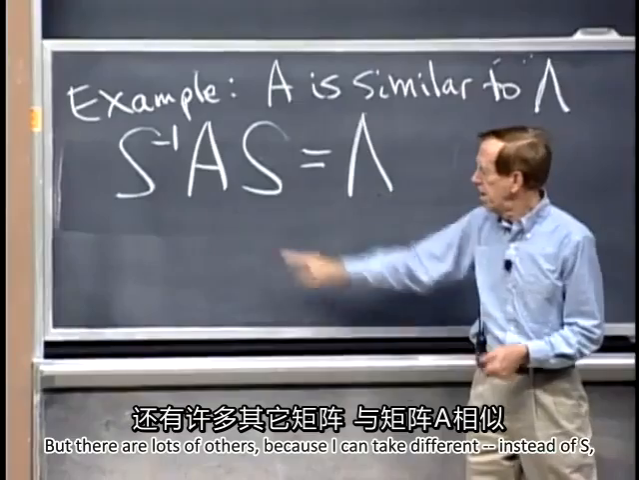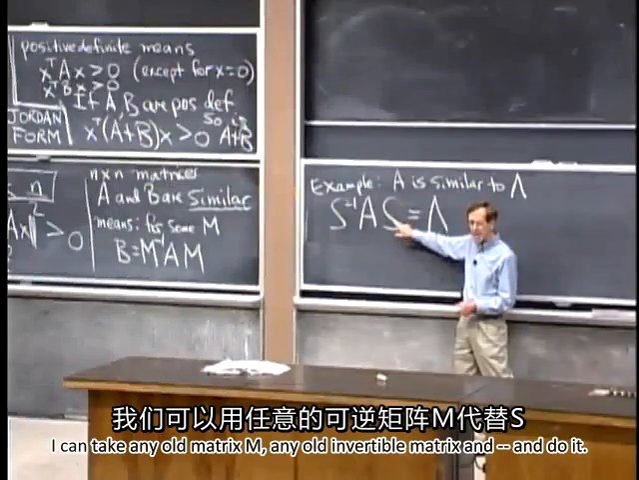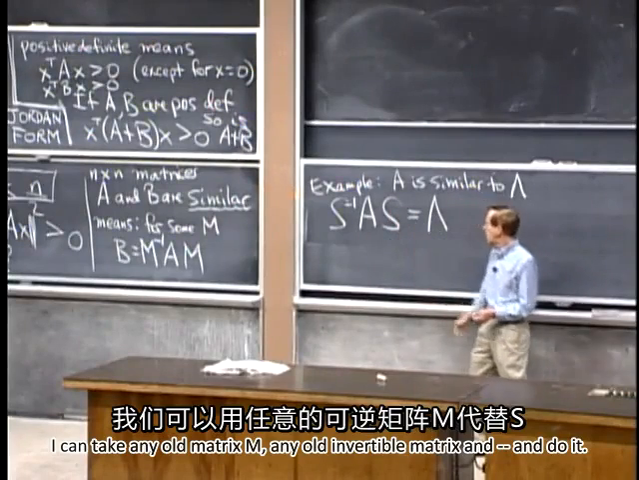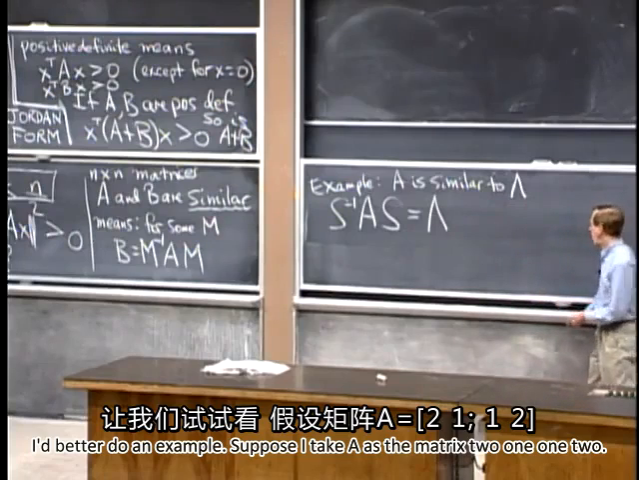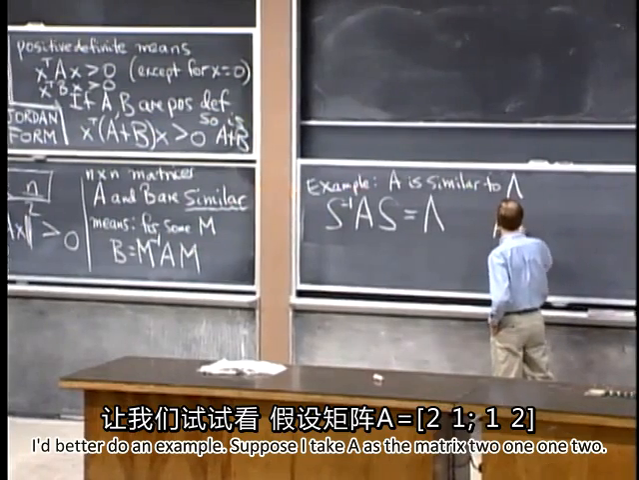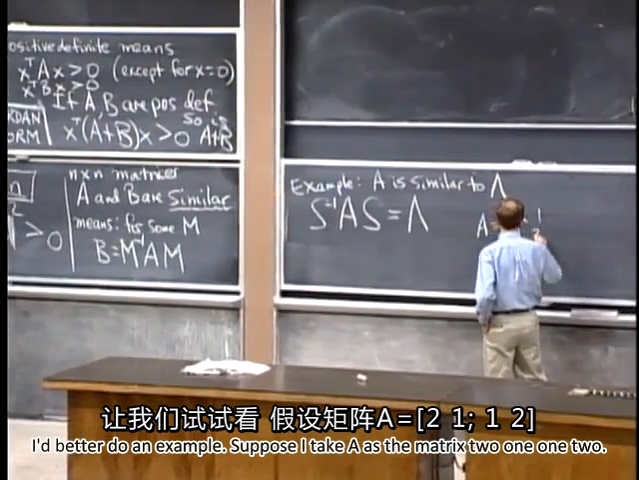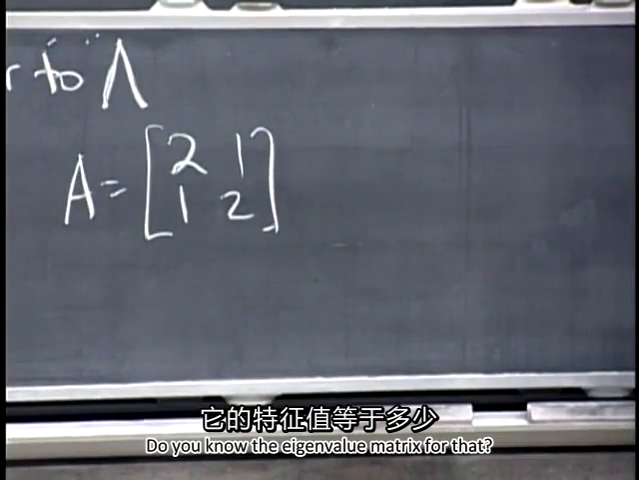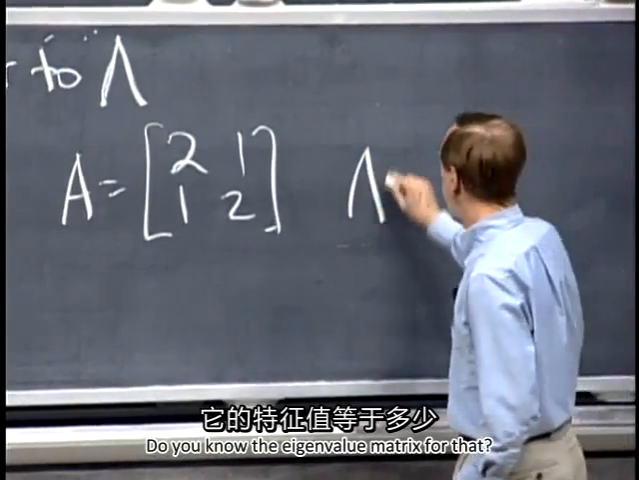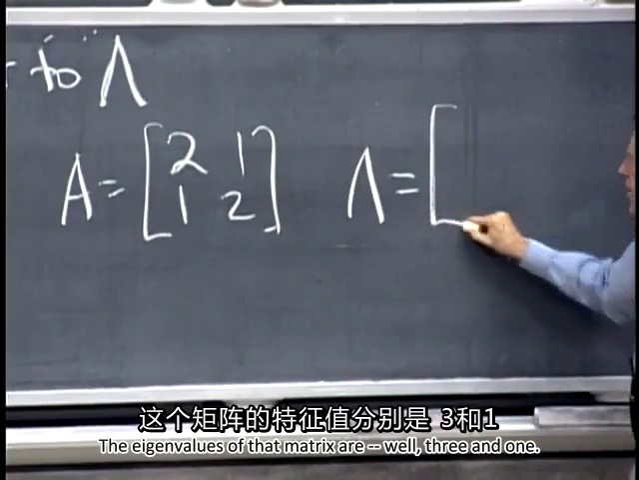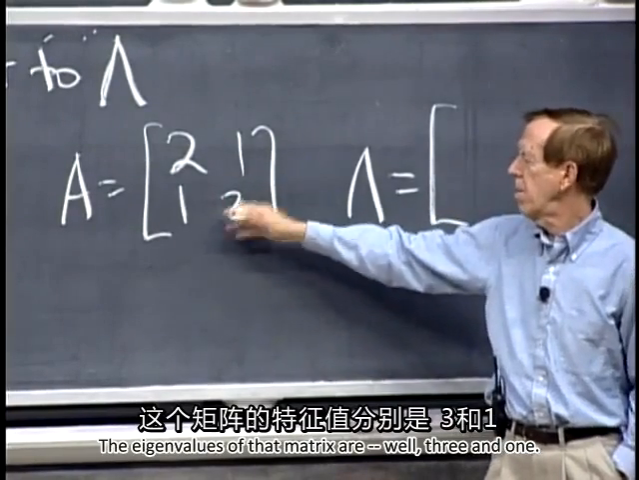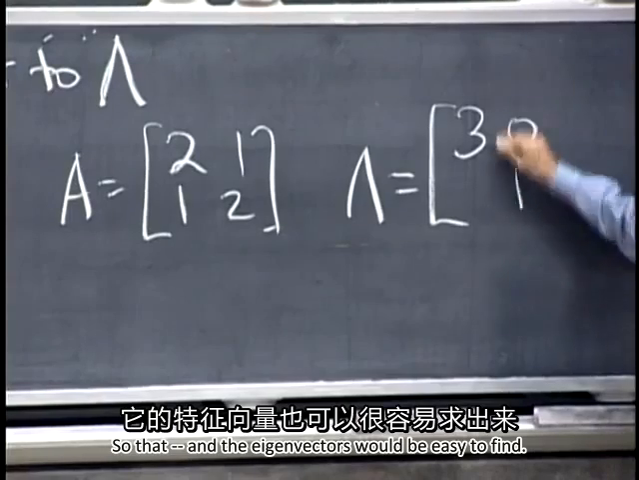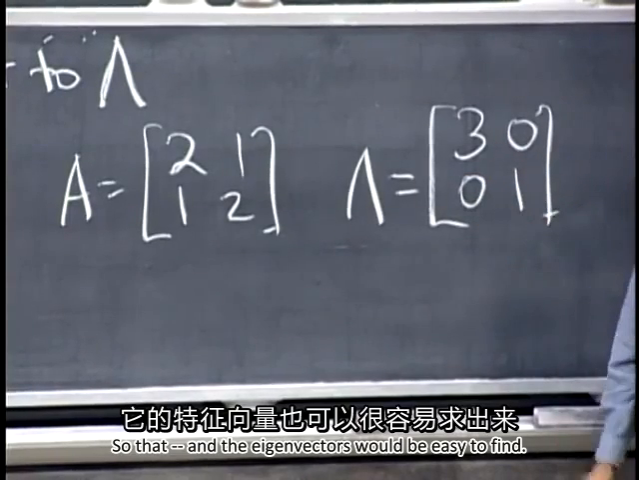But there are lots of others, because instead of S, I can take any old invertible matrix, M, and do it. I better do an example. Suppose I take A as the matrix 2, 1, 1, 2. Do you know the eigenvalue matrix for that? The eigenvalues of that matrix are 3 and 1, and the eigenvectors would be easy to find.